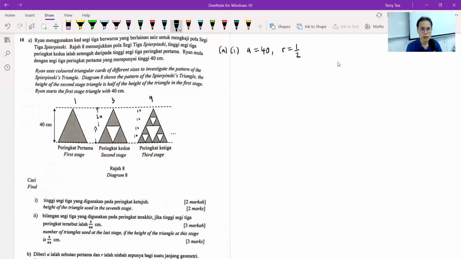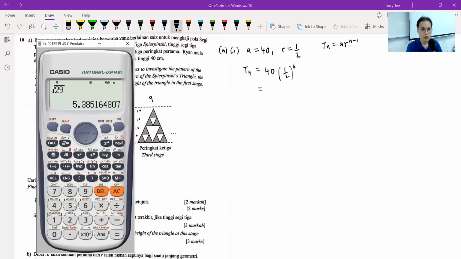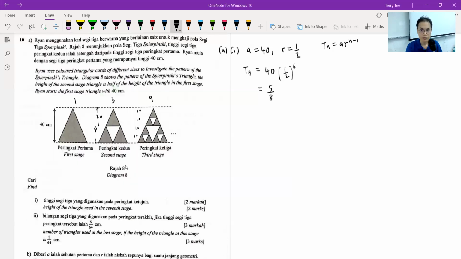To find the height of the triangle in the 7th stage, we use T7. The formula for Tn, remember, is given as A R to the power n minus 1. Your A is 40, your R is half, your n is 7, 7 minus 1 is 6. So in this case, let's take 40 bracket 1 over 2 power 6. This answer is 5 over 8. Okay, 5 over 8.